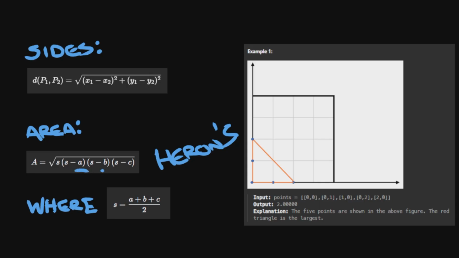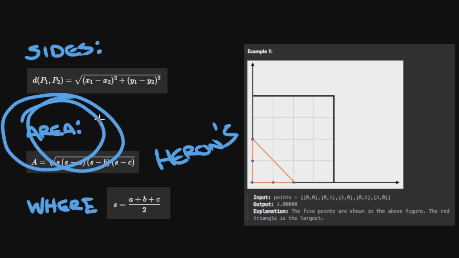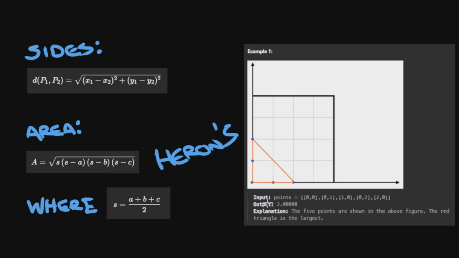Here we have 3 sides, A, B, and C. And S is A plus B plus C divided by 2. This is the semi-perimeter, which is the perimeter divided by 2. So we are iterating every possible triplet, meaning every possible triangle with the points we were given. At each step, we need to get the area for the triangle we are standing at, and we keep the maximum area, and this is what we need to return. So with this in mind, let's go with the code.